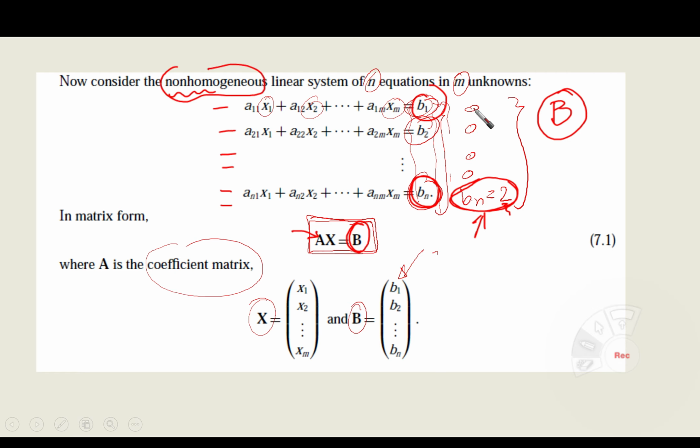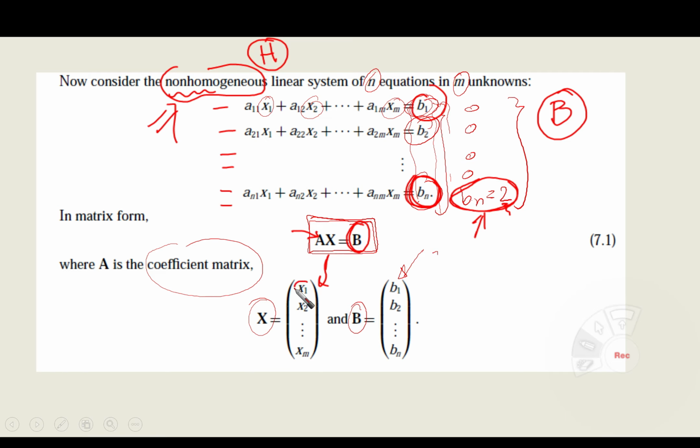However, if this vector b, the right hand side values, are all zeros, in this case we are dealing with a homogeneous system. Okay, it is a homogeneous system. In our case today we are going to talk about the non-homogeneous system, so at least one of the entries on the right hand side should be a number not equal to 0. In this matrix form, x is the vector of the unknowns.